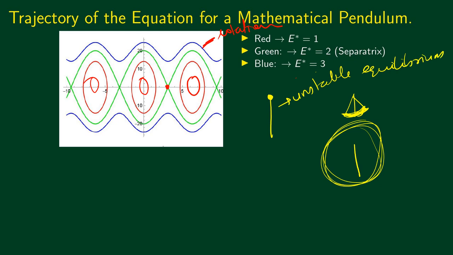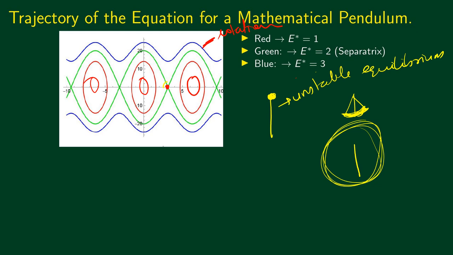For unstable equilibrium, it will remain there if there is no disturbance. It is a trajectory in itself, and this point is another trajectory. With any small perturbation, any small energy fluctuation or energy change, the inverted pendulum would just fall.